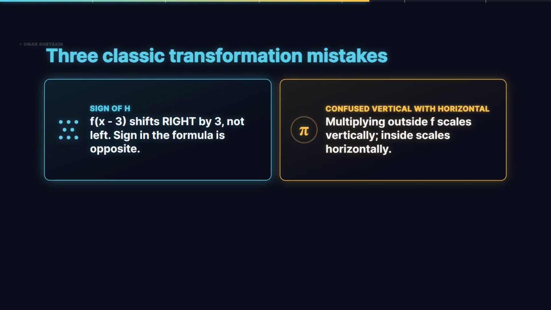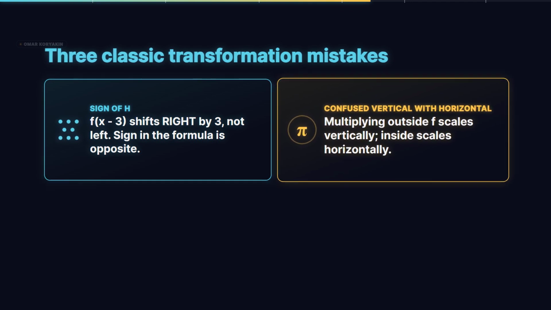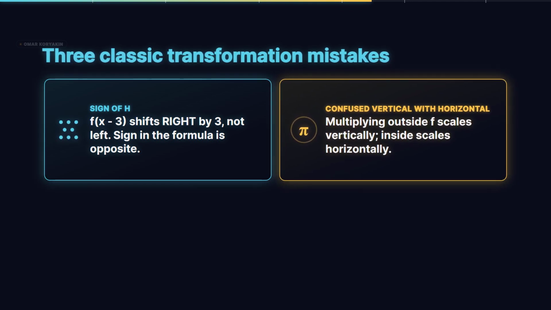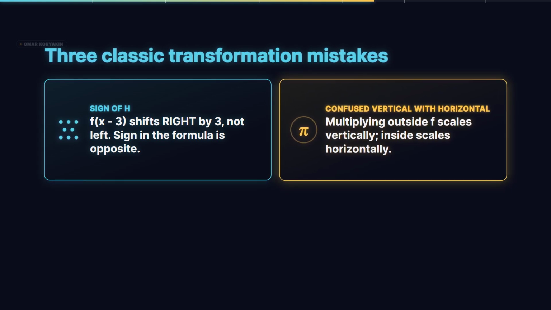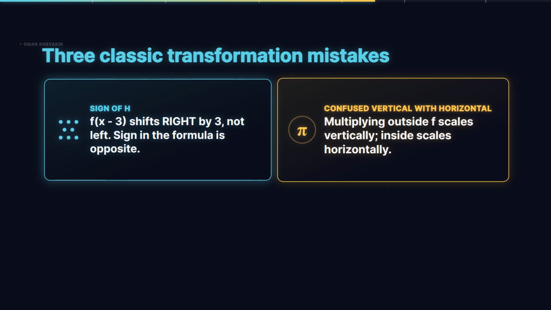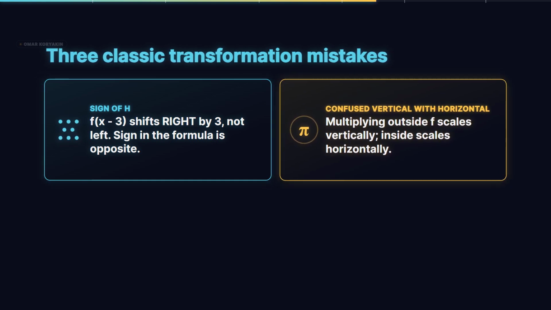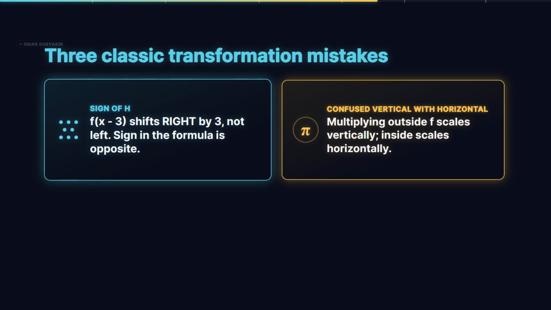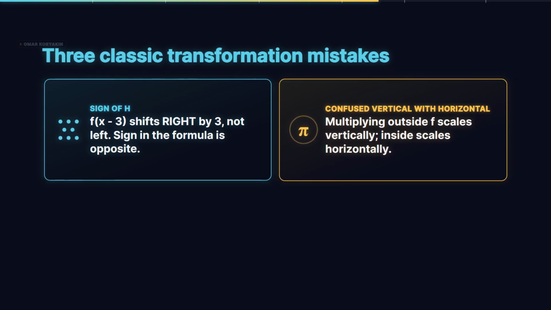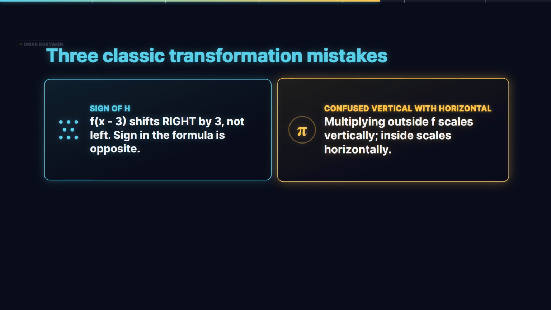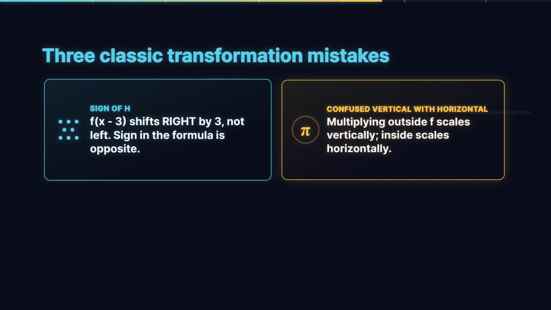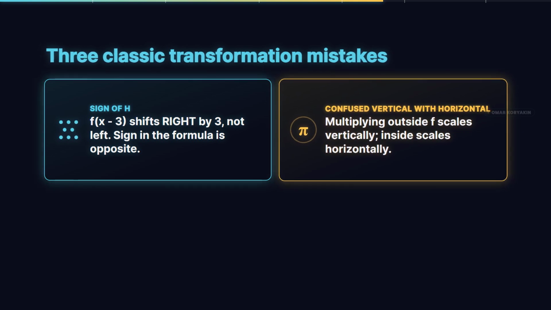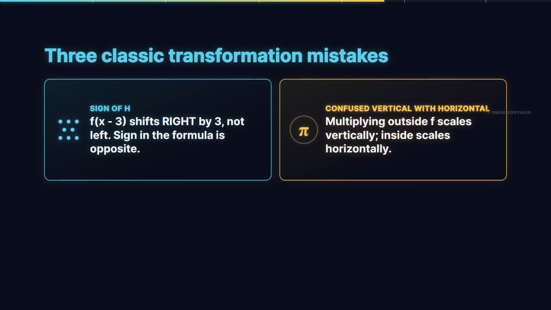Second mistake, confusing vertical and horizontal transformations. A student looking at 2 times f of x reads the 2 as a horizontal scaling when the multiplication outside f is a vertical scaling. The rule is that anything outside f acts on the output and is therefore vertical, anything inside f acts on the input and is therefore horizontal. The fix is to memorize the inside versus outside convention. Outside f is vertical, inside f is horizontal. The convention is universal across every function family.